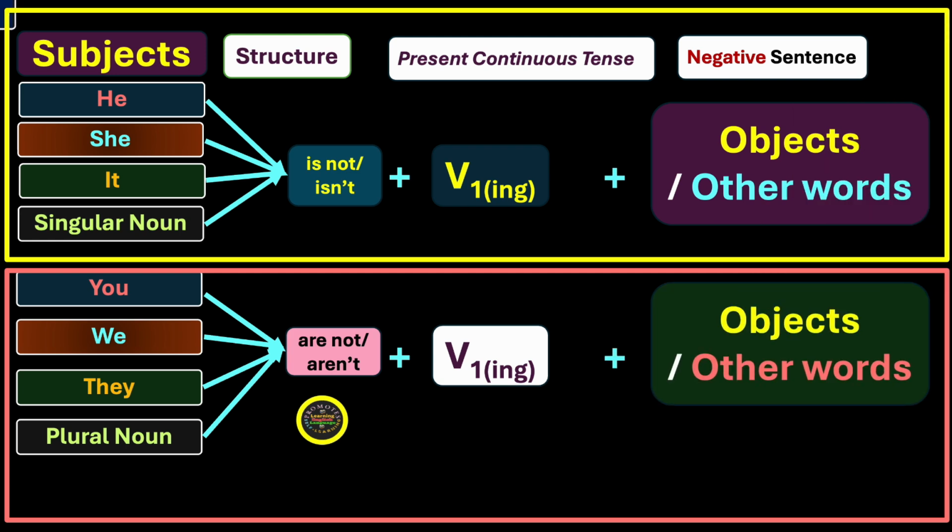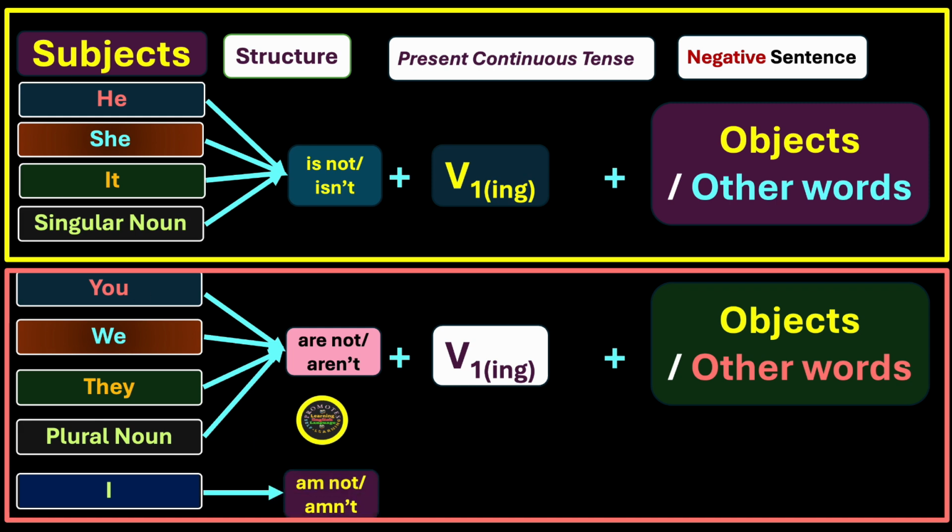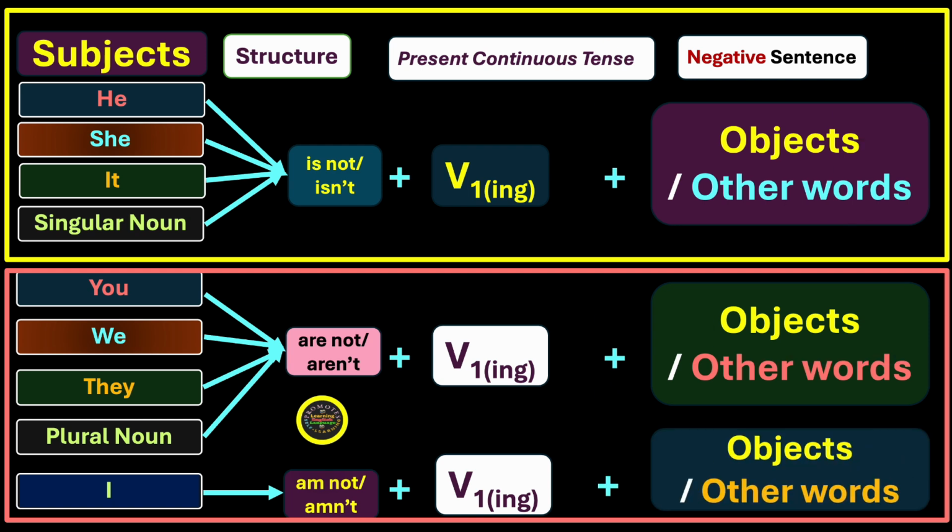We have one more structure, that is to say I. Then we add am not, or the short form is amn't, and then we have the first form of the verb with ing, and then we have objects or other words. So in the negative form we use not.